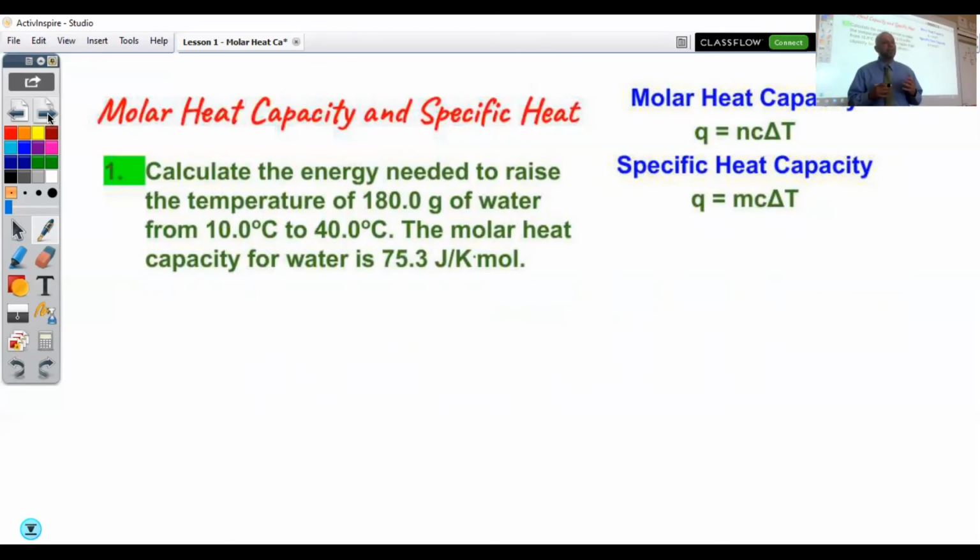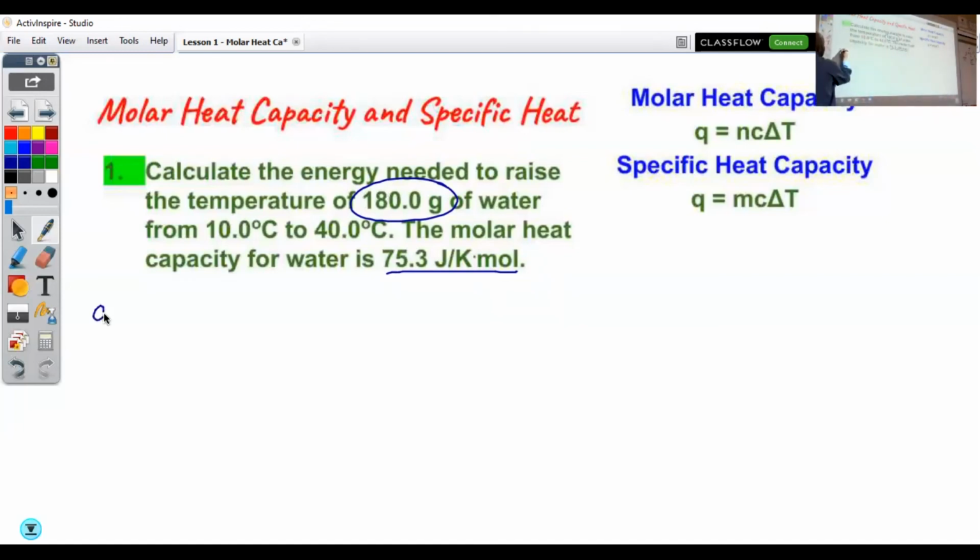It says, calculate the energy needed to raise the temperature of 180 grams of water from 10 degrees Celsius to 40 degrees Celsius. And it gives you the molar heat capacity for water. Now, this is a bit of a trick question because you're given 180 grams of water, yet you're given a molar heat capacity constant. So what we need to do in order to use that molar heat capacity constant is to take our grams of water and convert it into moles of water. Luckily, we've been doing this for several weeks now, so we know how to do that very easily.